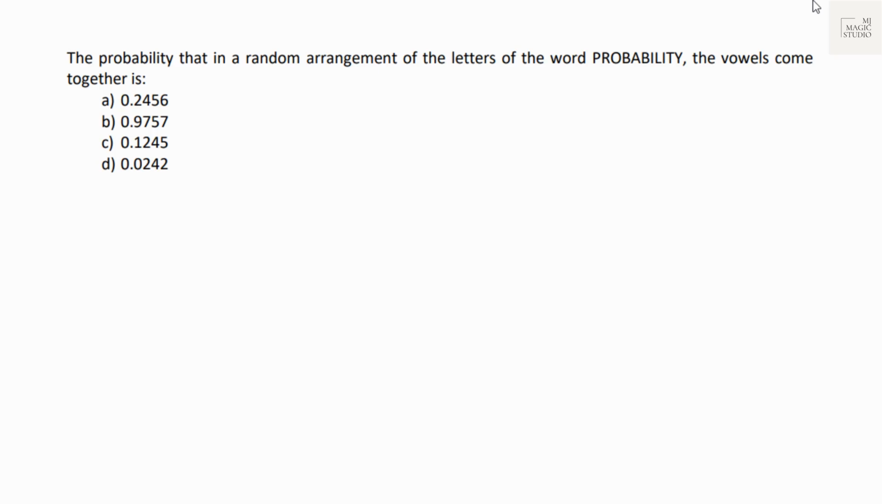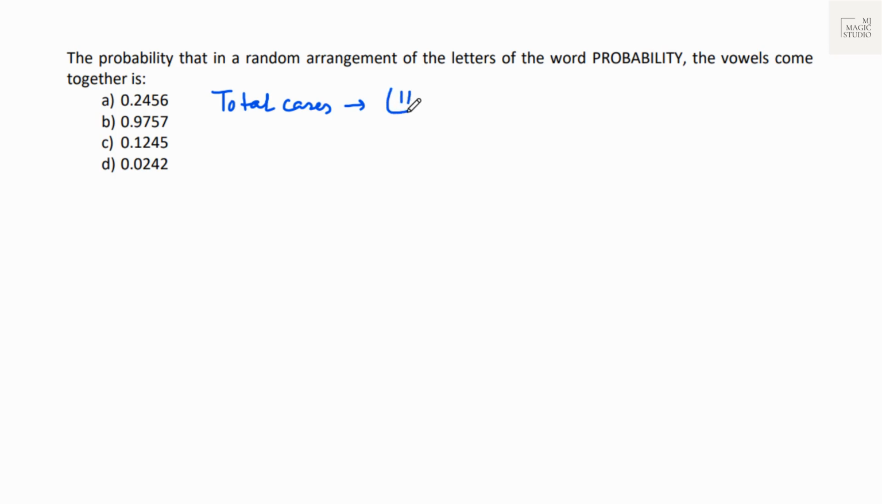A question from probability, but it demands basic concepts of arrangements. Let's do it. Classical take. The probability that in a random arrangement of the letters of the word PROBABILITY, the vowels come together. We know that probability is finding out the total cases first. How many objects do we have? 1, 2, 3, 4, 5, 6, 7, 8, 9, 10, 11.